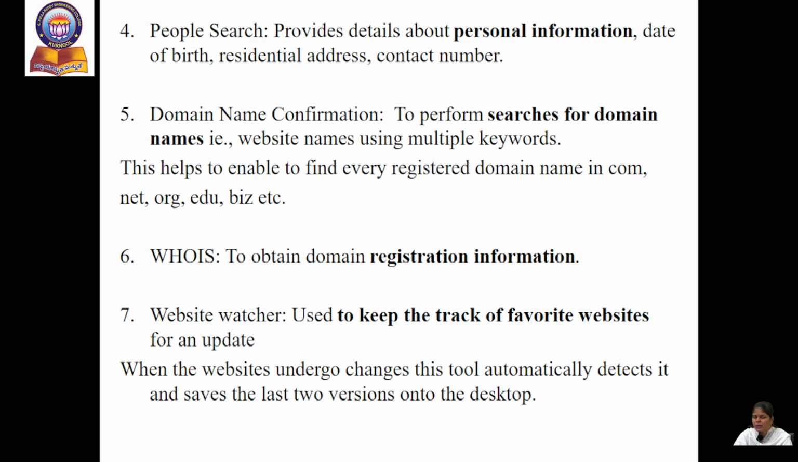The next one is website watcher, used to keep track of favorite websites for updates. Here the attacker comes to know what the different favorite websites are that are being visited by the victim, how far he is on a particular website, what activities he has performed, and what web pages he has navigated through or been redirected to. All those can be known using this website watcher.